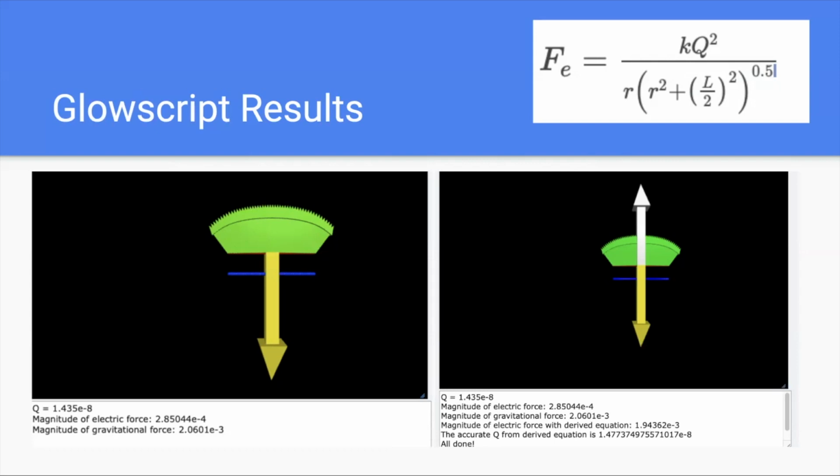And so when we use the derived equation, which you can see on the top right corner, you can see that the electric force of 1.94 times 10 to the negative third is much closer to the gravity force of 2.06 times 10 to the negative third. We also got a more accurate Q value of 1.477 times 10 to the negative eighth, as opposed to 1.435 times 10 to the negative eighth from Lab 1.